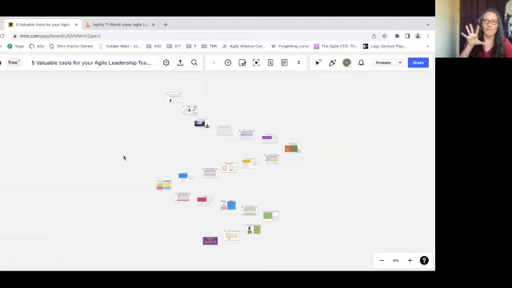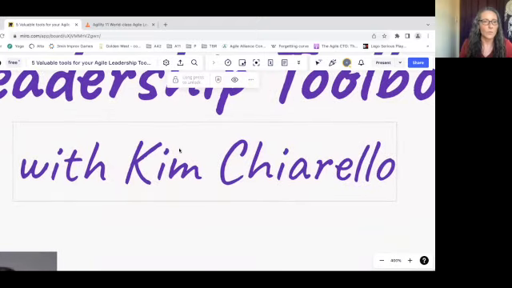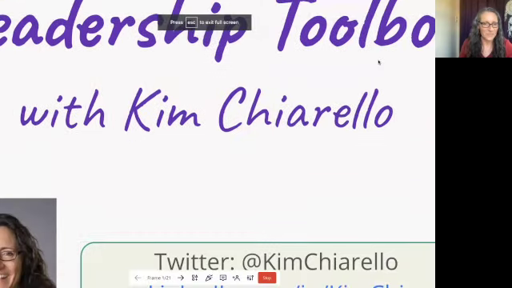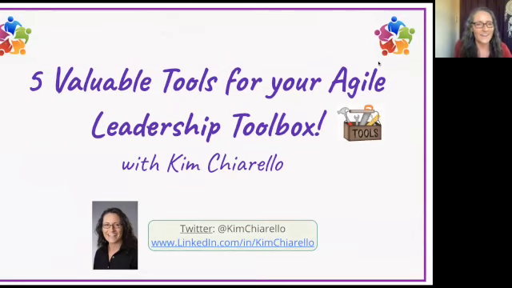So I'm zoomed out right now to show us that we're going to be meandering throughout our time together today, and also experimenting as well. With that, I'm going to, I didn't want to do that. All right, let's get into presentation mode. There, that's much better. So tonight we're talking about 5 valuable tools for your Agile leadership toolbox.